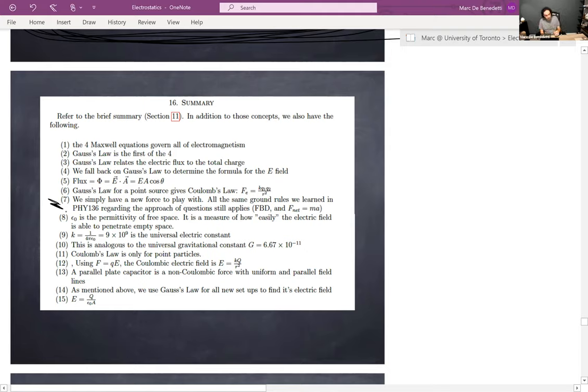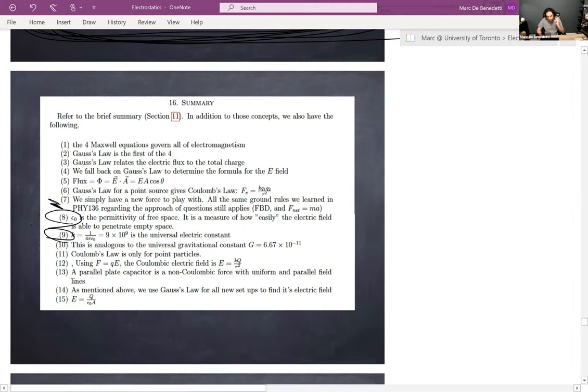We've introduced this notion of epsilon naught. It's a universal constant. It's a measure of how easily the electric field can penetrate through the medium that it's in. So the electric field will obviously have a harder time penetrating through concrete than, say, air.